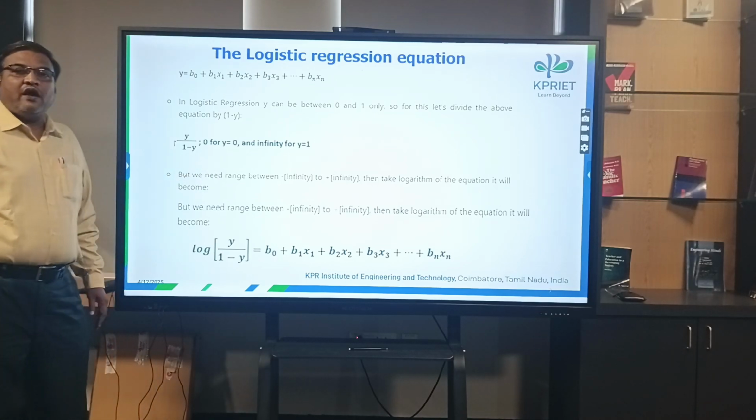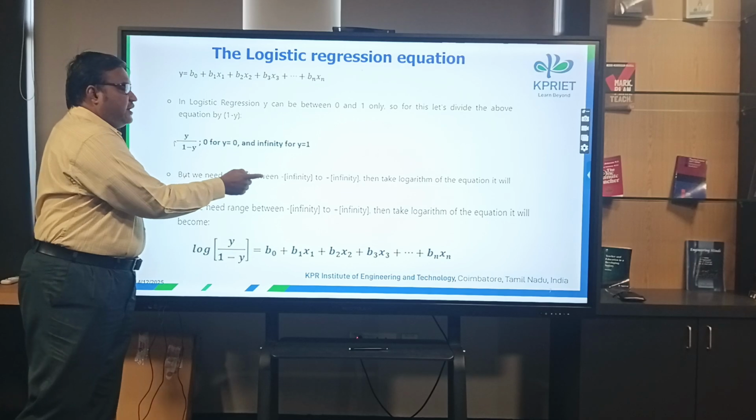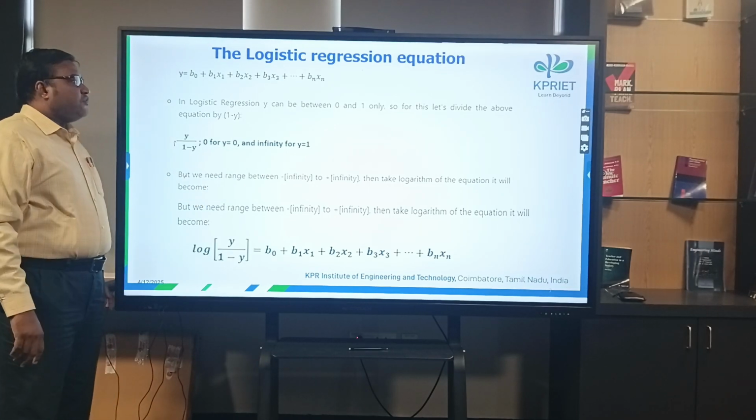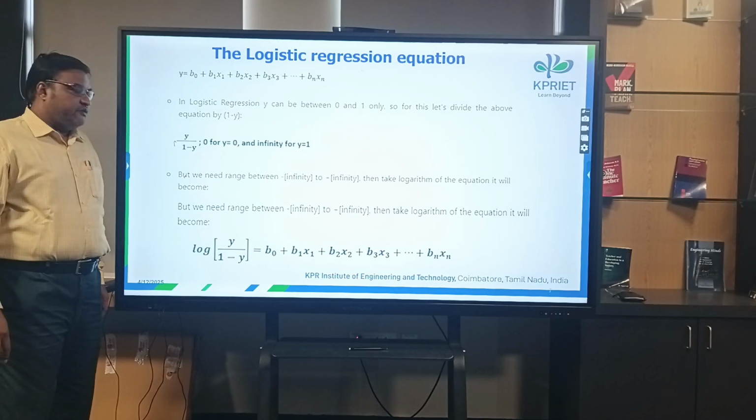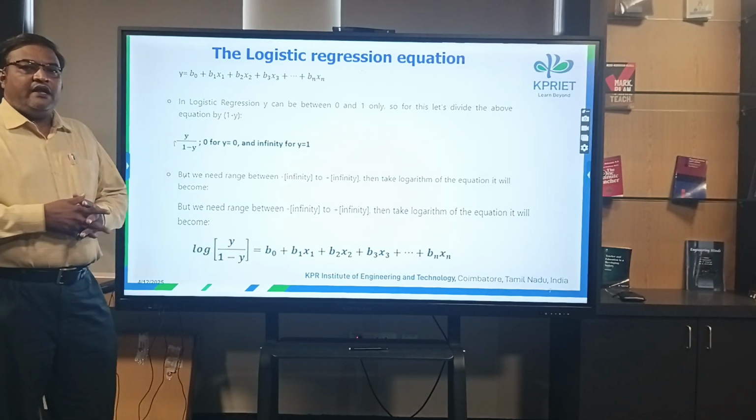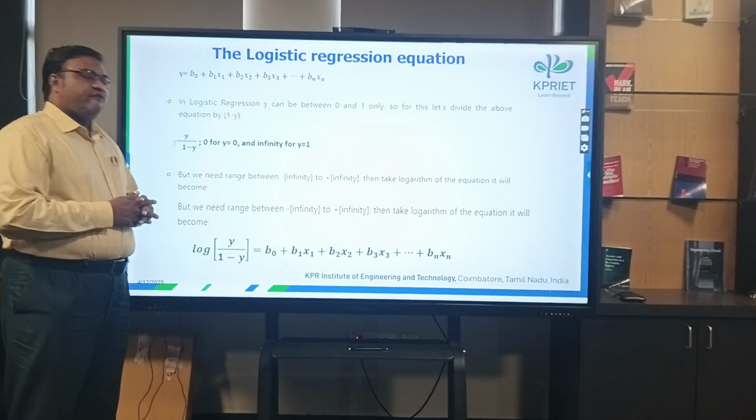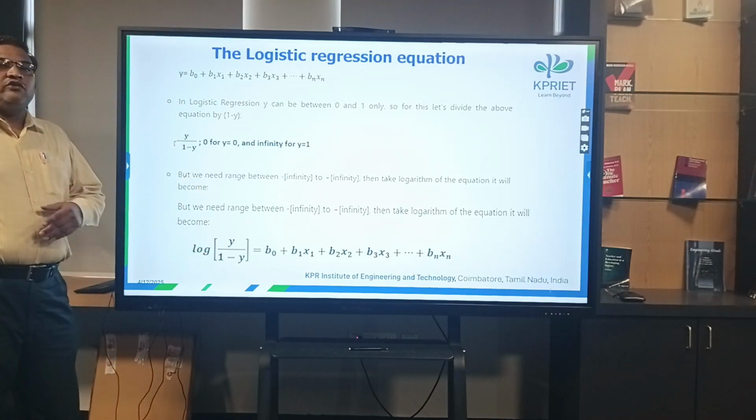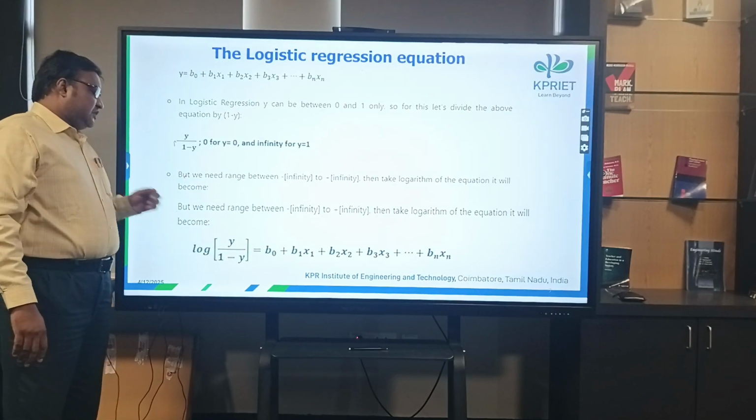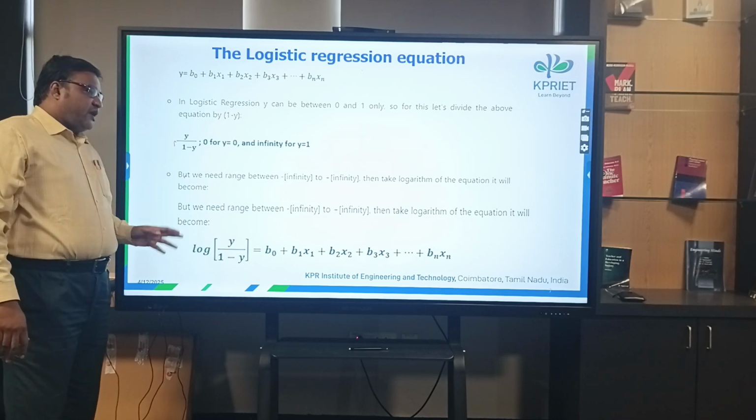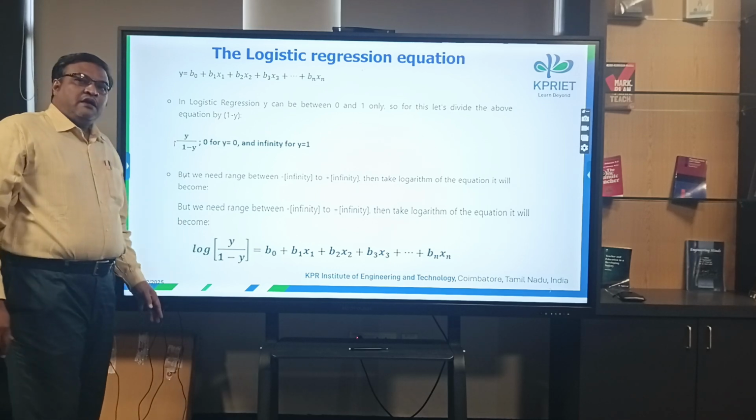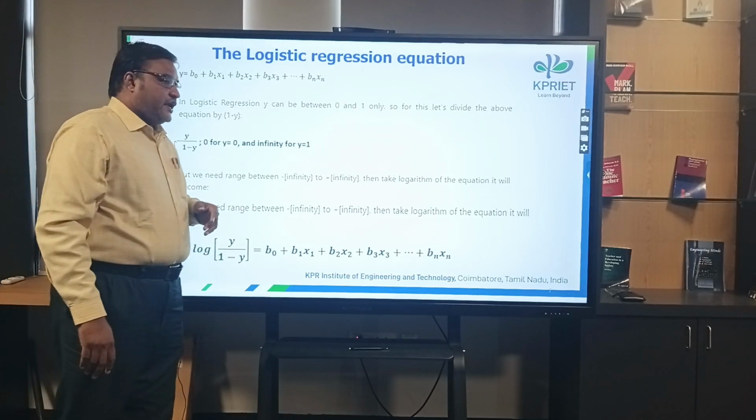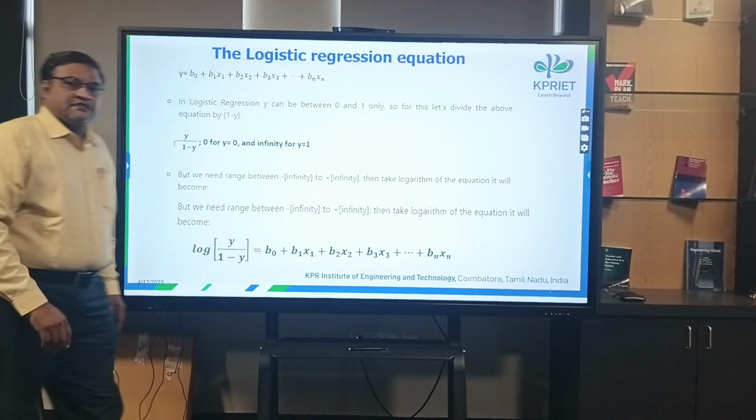And similarly, the value becomes infinity when y equals 1. This is the value we are getting for the initial logistic regression equation. But if I need values from minus infinity to plus infinity, what I have to do is take the logarithm of the equation. So what will it become? If I take the logarithm, it will become log y by 1 minus y equals b0 plus b1 x1 up to bn xn.